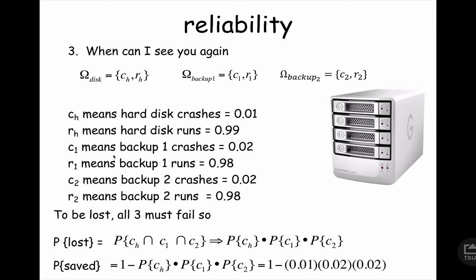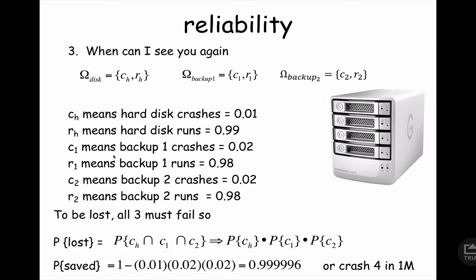So we have 1 minus 0.01 times 0.02 times 0.02. So we compute that product and we subtract it from 1, and we get 0.99999, so 9 repeating 5 times and 6. That's the same as being 999,996, right? So we get that value.